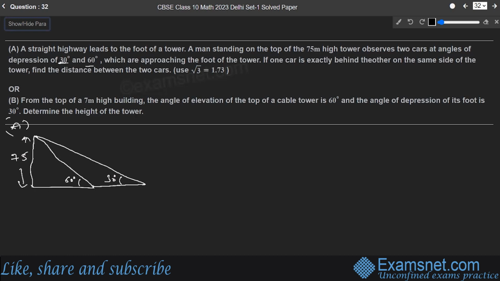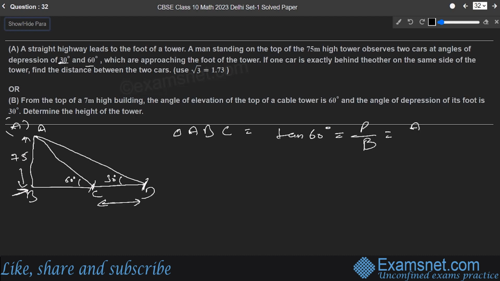And the two cars are approaching the foot of the tower. So let us name these points. Let us say this is B, this is C, this is D, and this is A point. So the foot of the tower is nothing but B. On the same side, find the distance between the two cars. So we are supposed to find out the distance CD. The two cars are at positions C and D. So let us watch triangle ABC. If you see triangle ABC and if we apply tan 60 degree, tan 60 degree is nothing but perpendicular over base.